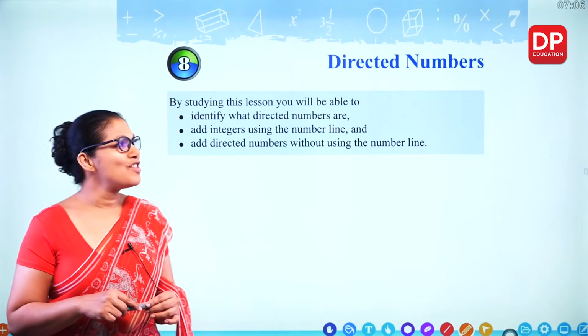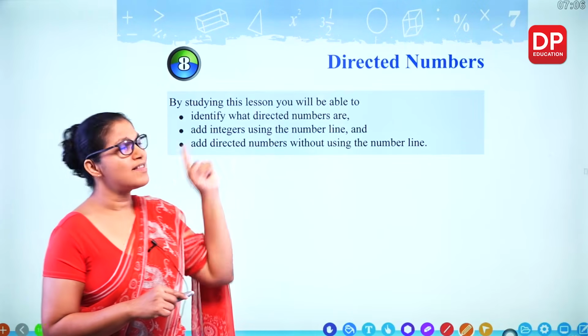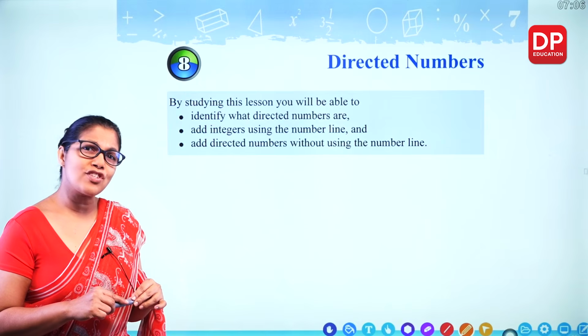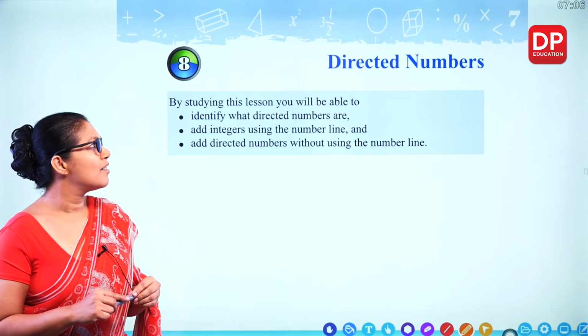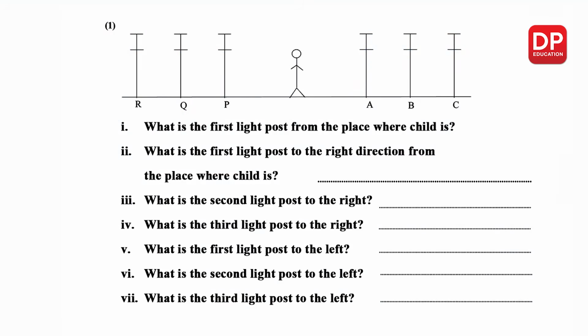Today I'm here to teach you chapter 8 in your textbook, that's directed numbers. This word is new to you, directed. That means there's a direction. So numbers with direction we call directed numbers. Look at this diagram.